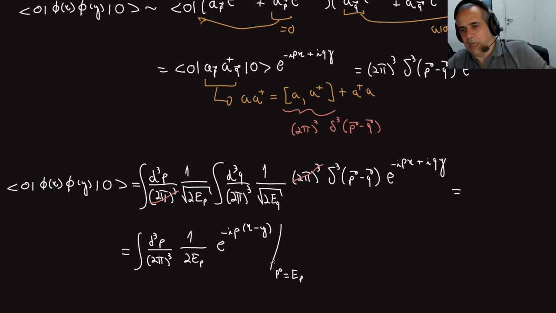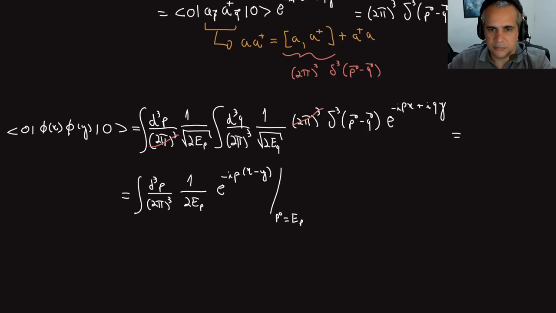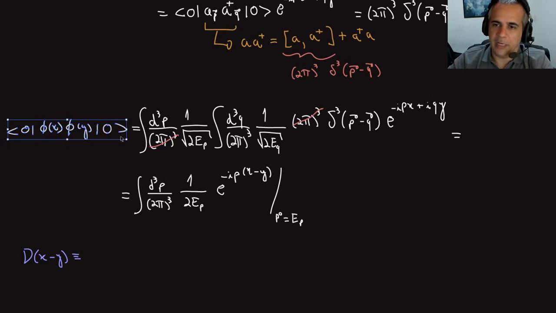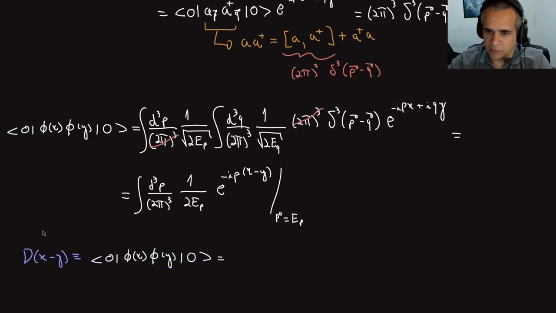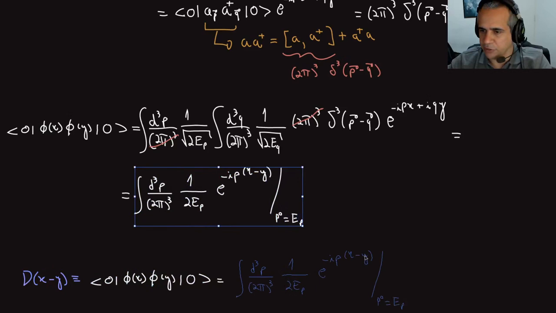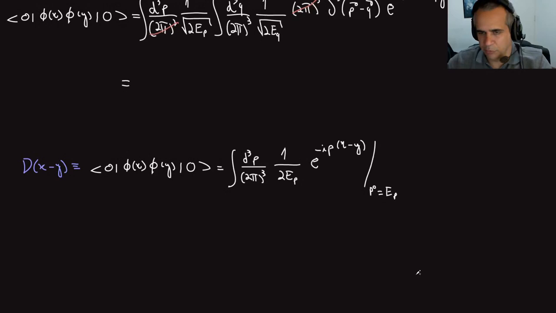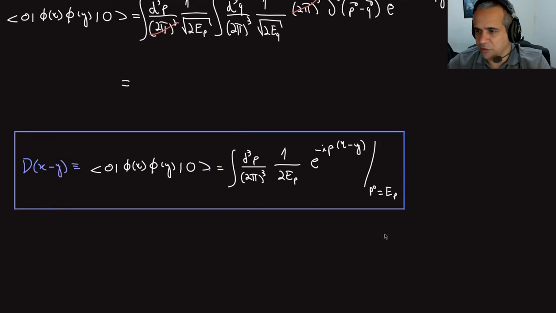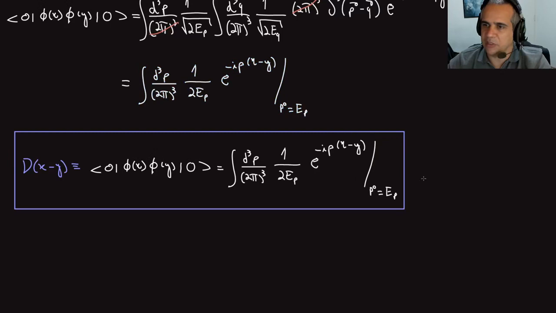So I'm getting this expression, and this has a name. We usually call this D of x minus y, which is defined as this object, which we have shown is equal to this expression right here. That's what we were looking for. So this function, of course, depends on the space-time coordinates here and here, and we can now see what happens inside the light cone or outside the light cone to use it to discuss causality.